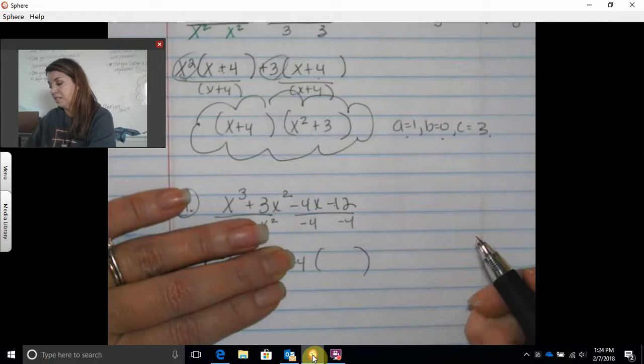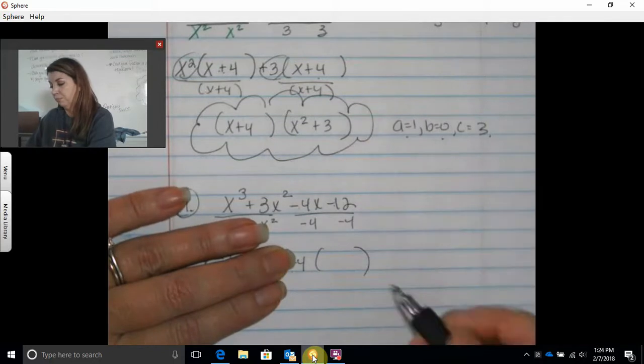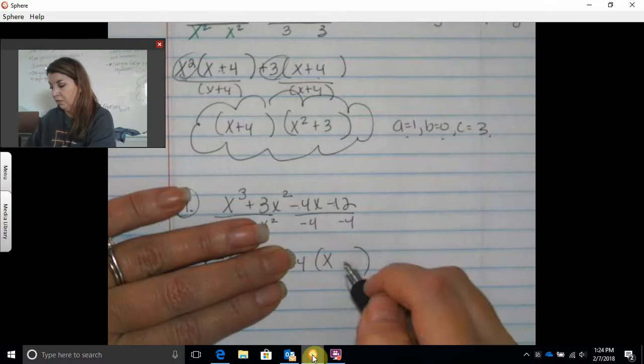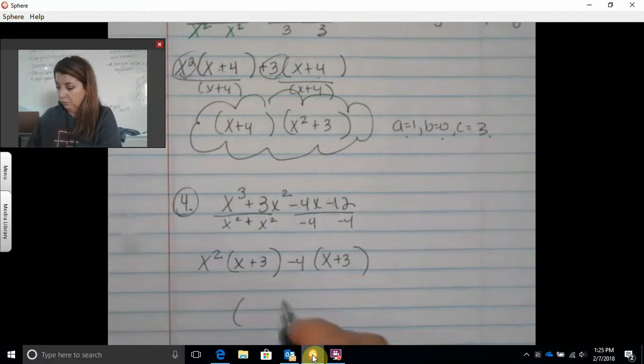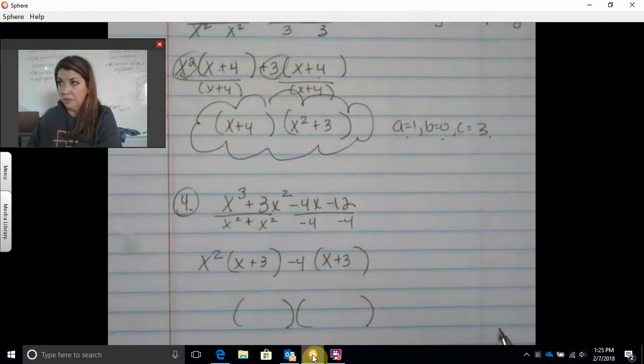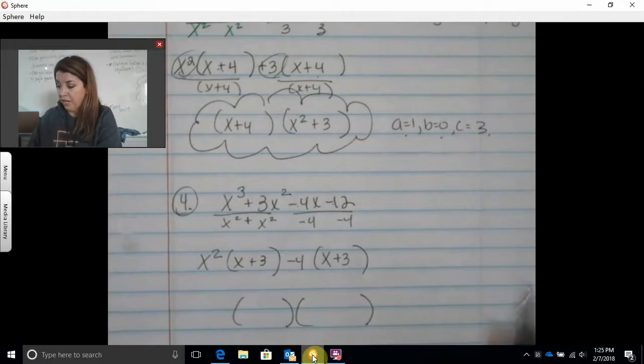What's -4x divided by -4? X. What's -12 divided by -4? Is this factorable by grouping? How do you know? What's the same? X in the parentheses. So what do we do now? Take 2 sets of parentheses, X plus 3, and then X squared minus 4. Do y'all agree with him? Yeah. Okay. X plus 3, because that's our common factor.